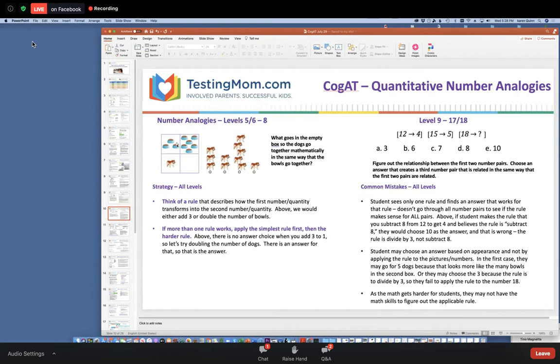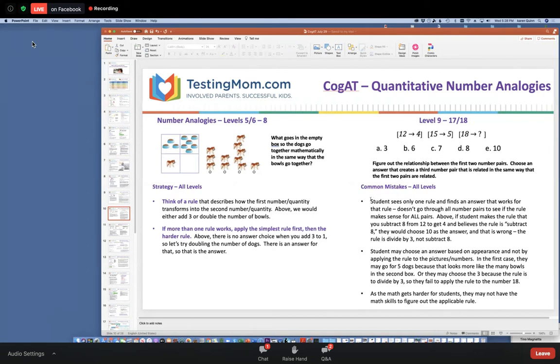The other thing that happened here is that 3 doubled. It became 6. So what happens if we double the dogs? 2. There's our answer. So sometimes the first thing you try doesn't work, but you try something else.